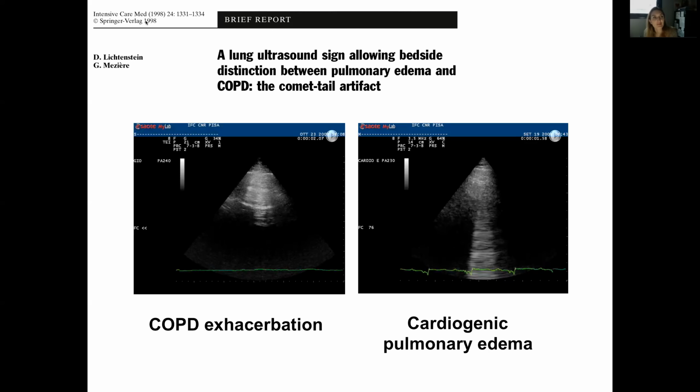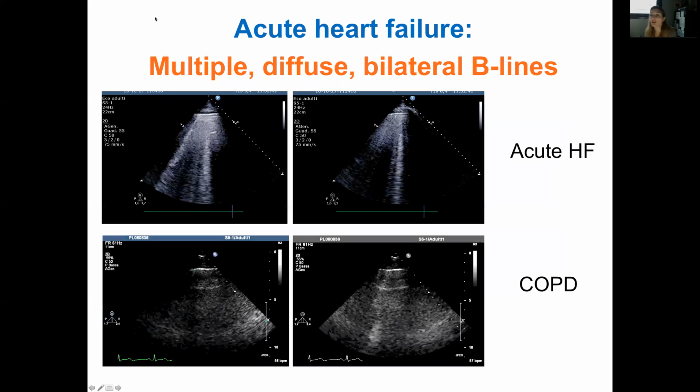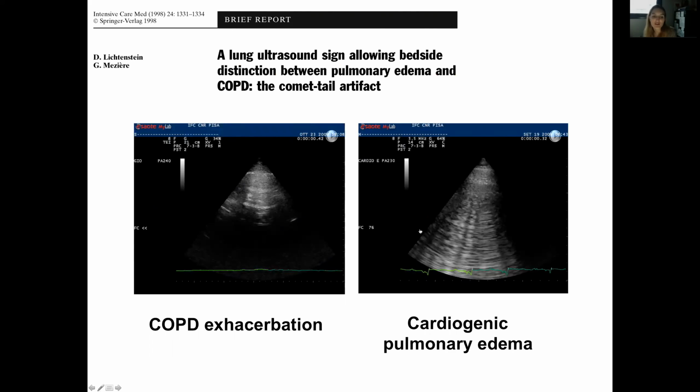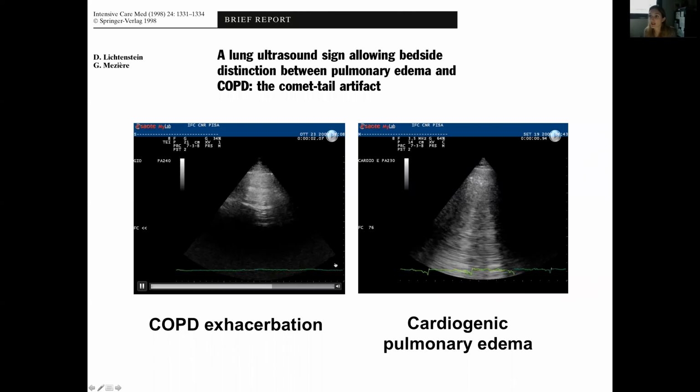So this paper dates back 20 years now. It was 1998 when Daniel Lichtenstein, whom we all consider a kind of father of lung ultrasound, published this data saying that the B-lines, which at the time were called the comet-tail artifact, could differentiate these two conditions.